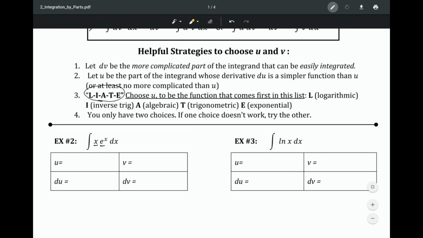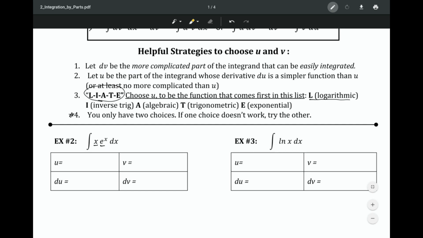This actually tells you the order. If any of these come first in that order, say a logarithmic function is there, you're always going to choose that to be u. Now, if for some reason it doesn't work, you're going to find out pretty quickly, because it'll become more complicated. And again, you probably don't know anything that I'm saying right now until I actually do a few problems.